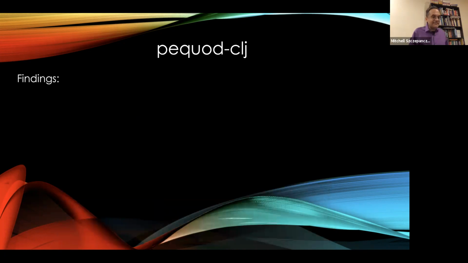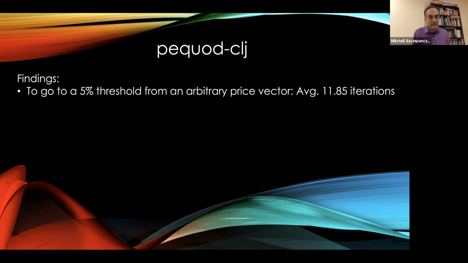The formal findings, after we ran through all these experiments: we scaled it up to 40 experiments, 30,000 councils, 100 of each good, 30,000 worker councils and 30,000 consumer councils. Given all of that, what are the findings? To go from an arbitrary price vector to a 5% pricing threshold took an average of 11.85 iterations.